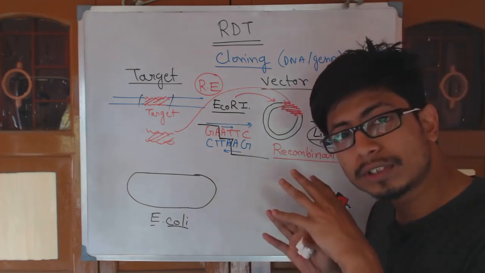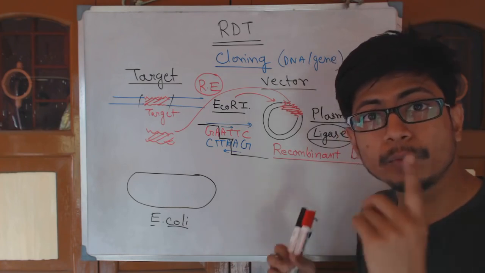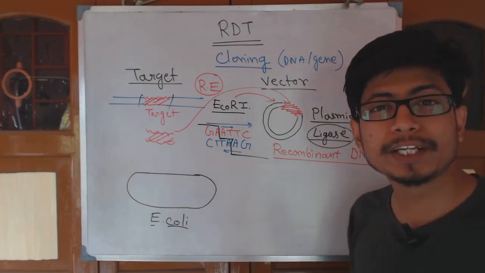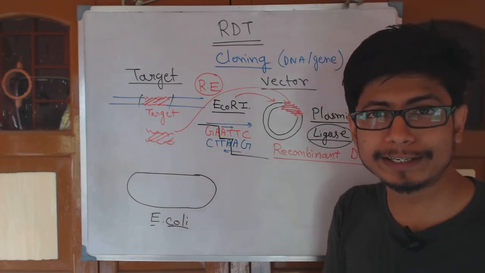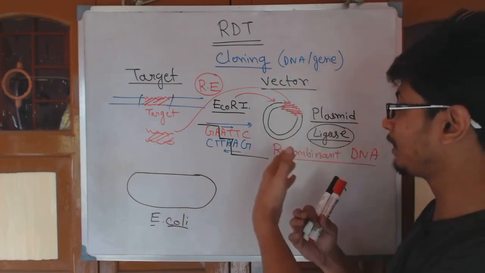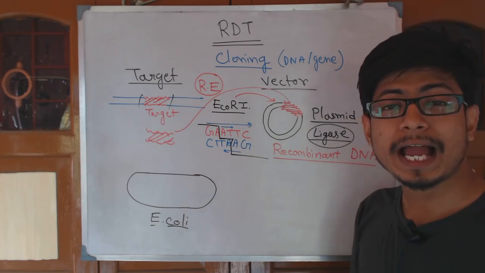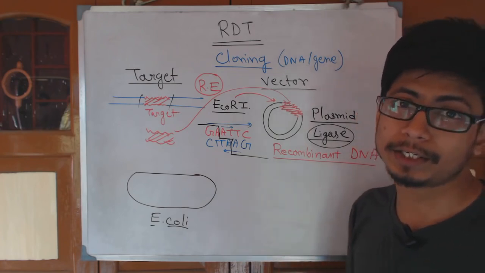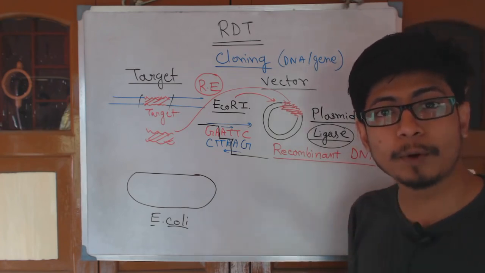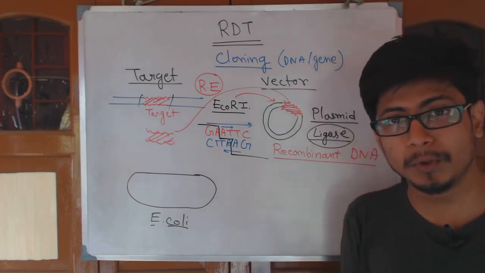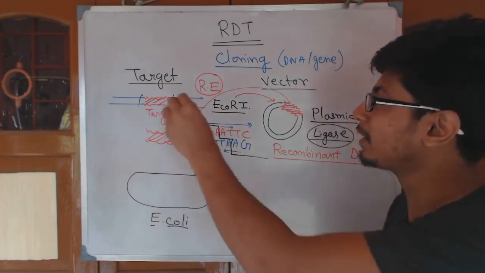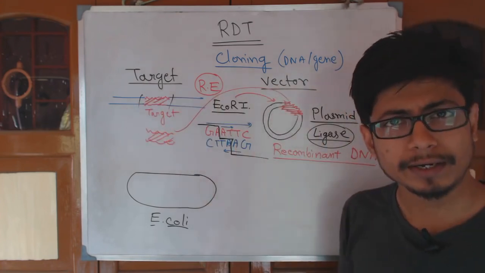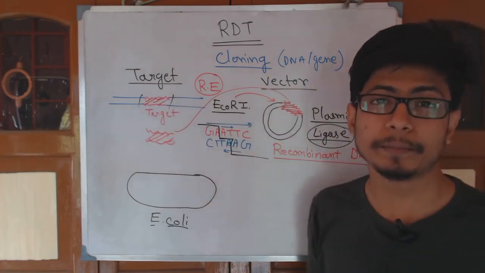Okay, so after this whole thing is done, we need to make sure which cells actually took the vector DNA, the chimeric vector or the recombinant vector DNA, and which cells did not take the recombinant vector. That is very, very important. I told you that we need to know whether our host cell contains our target DNA or not, right? So that is very, very important.